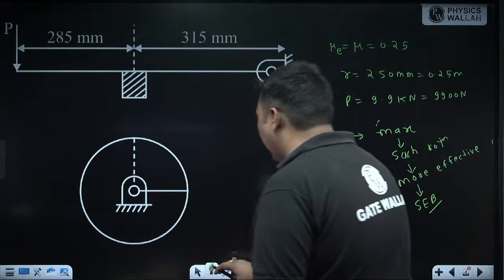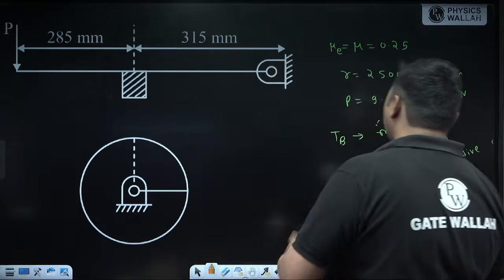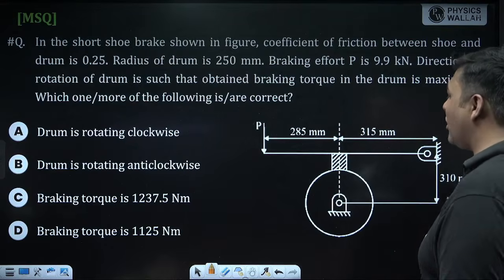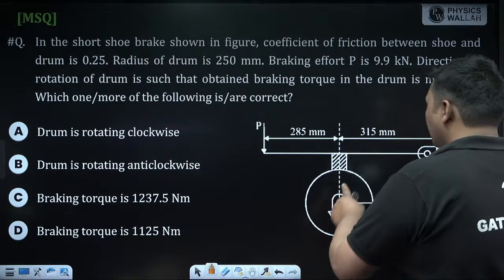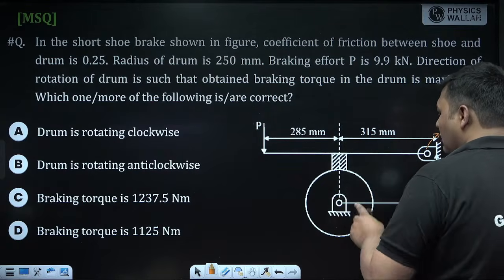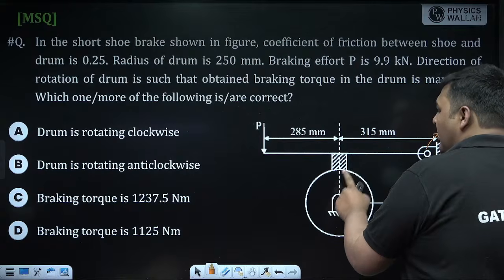Then what should be the direction of rotation of the drum, and what is the maximum possible value of this braking torque? Now, first I am drawing the free body diagram. See, this lever is hinged at this location. This is the fulcrum, which I am denoting as O. Now we'll draw the free body diagram of the drum and lever separately.